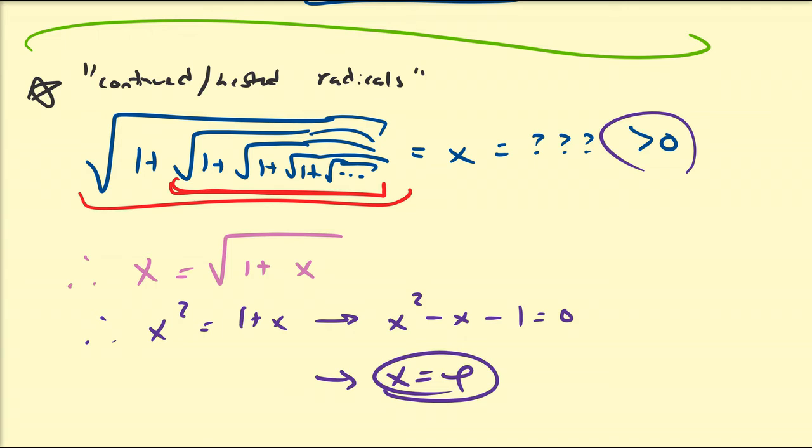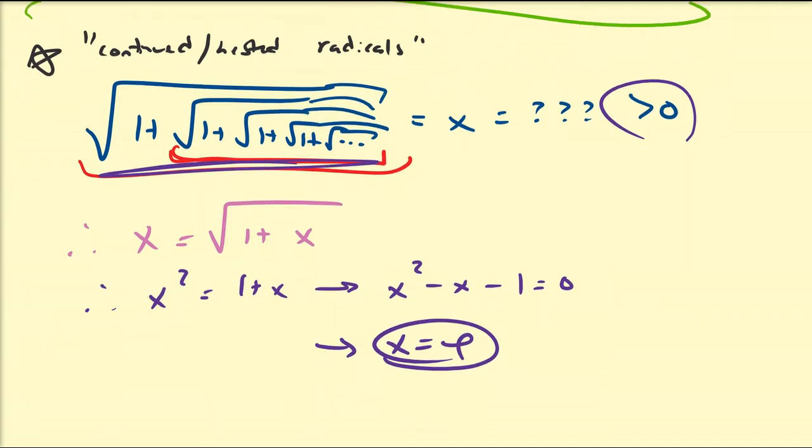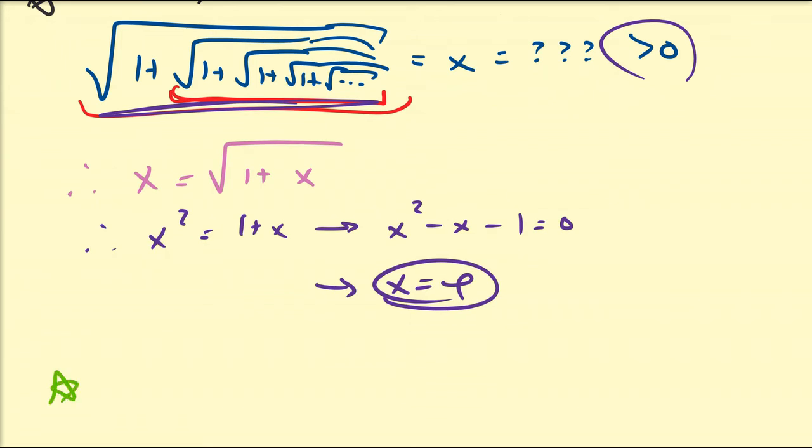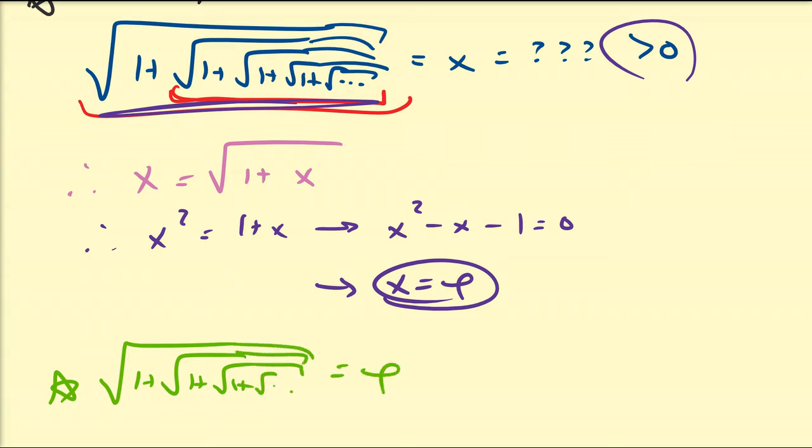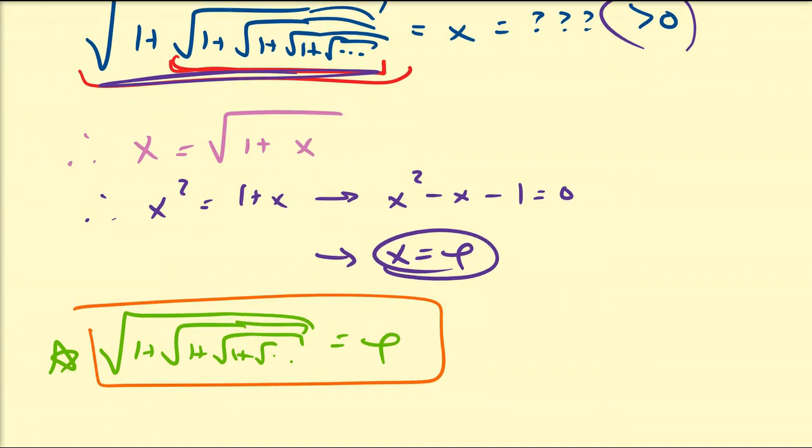So that means this nested radical representation is exactly equal to phi, right? So that's an interesting thing. So the square root of 1 plus the square root of 1 plus the square root of 1 plus the square root of and so on is equal to phi. That's interesting, I think.